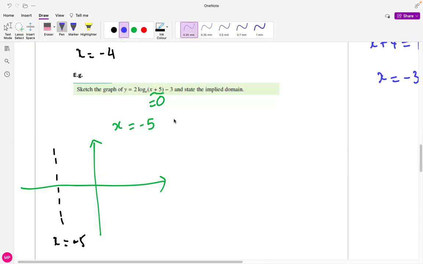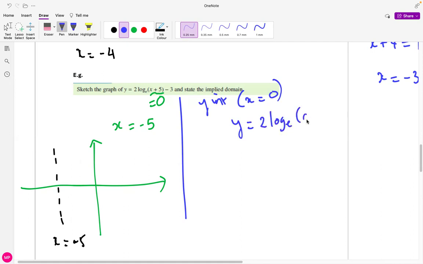Okay. So to find the y-intercept, we let x equal 0. So we have y equal to 2 log a of 0 plus 5, minus 3. 2 log a of 0 plus 5 is 2 log a of 5, minus 3, right?